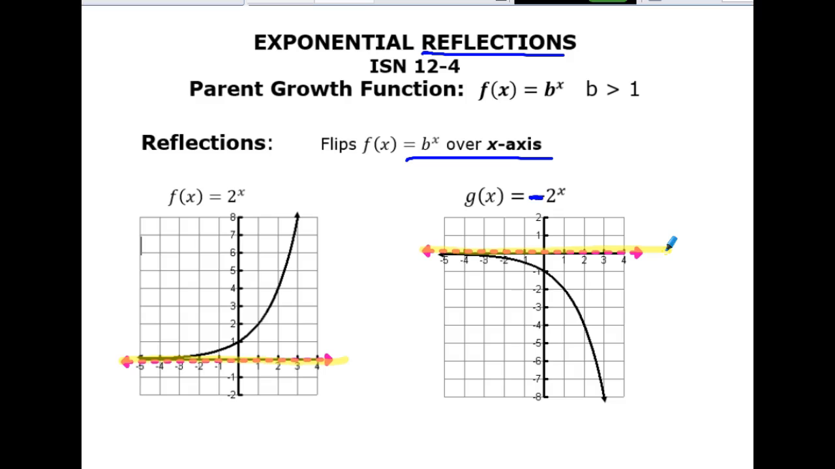Now, do you notice? Wait, I should ask this. Is it growth or decay? It's growth. And do you see that it is above the asymptote? But this one is below the asymptote. If it has been reflected, it will be below the asymptote. Write that in on the second one. The reason it is below the asymptote is because this negative sign is out there in front of the base number.